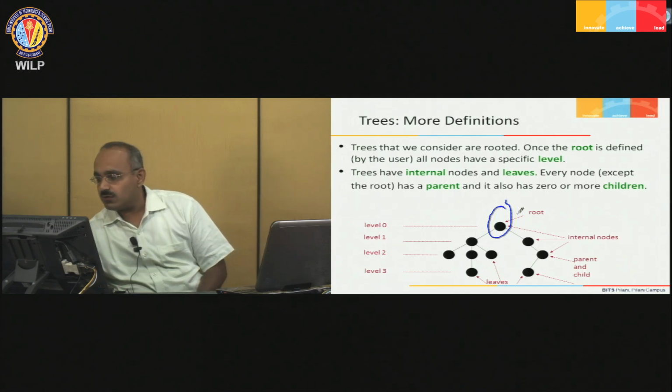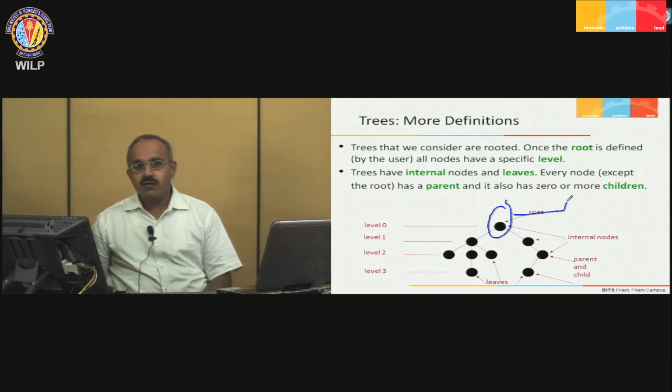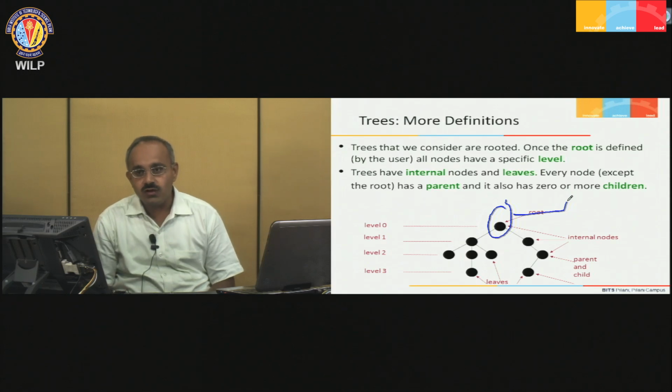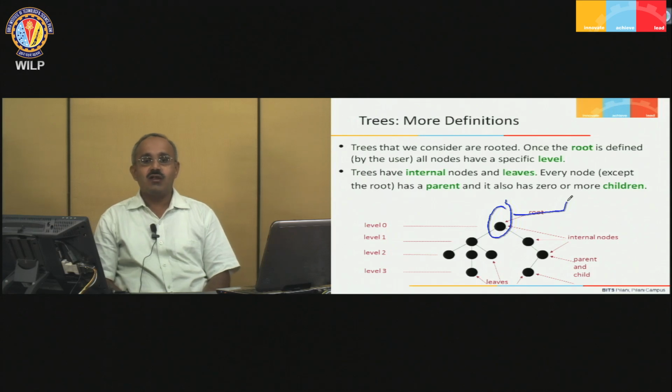So once we identify this root, our tree will be called a rooted tree. And after that, once we have a root which we say is at level 0, then we can specify levels for each other node in the tree.